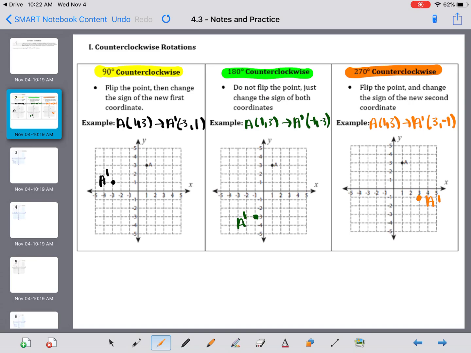Okay, we are, again, rotating counterclockwise. So when you rotate something 90 degrees, you are going to jump 1 quadrant. So A jumped 1 quadrant and landed in there. When you rotate something 180, that's 2 quadrants. So A is going to jump 1, 2, and land in that quadrant. When you rotate something 270 counterclockwise, you're going to jump 1, 2, 3 quadrants.